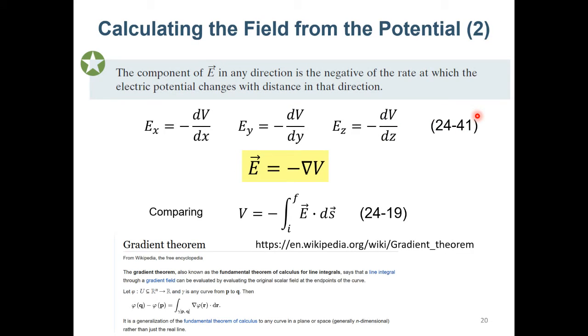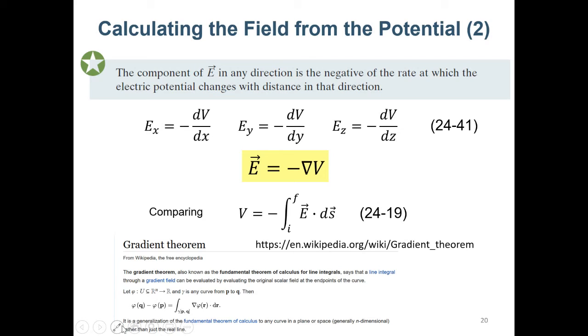So more generally, if we consider it in a Cartesian coordinate, which means a three-dimensional space, we will have minus dV/dx as the x component of the E field, E_y will be minus dV/dy, and E_z will be minus dV/dz. Mathematically, we write it like this: the vector E, the electric field, is the negative gradient of V. We call this the gradient.